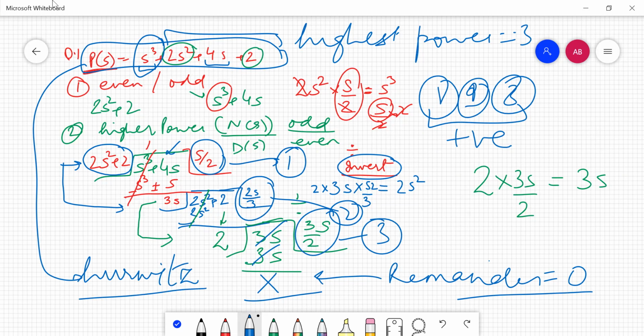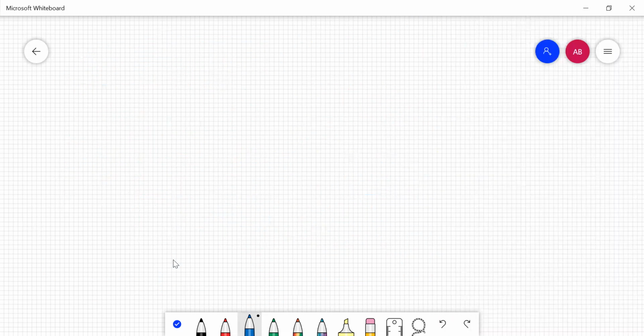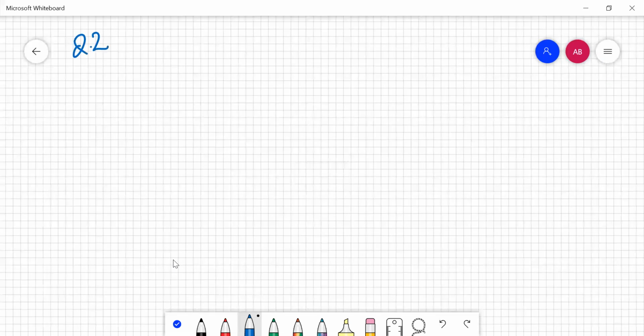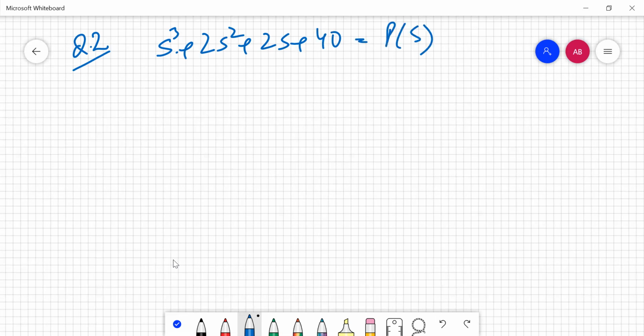So now the problem is, what if this is the case when all your powers are there? What should we do if the given polynomial is only an even or only an odd polynomial? So let's take an example. But before that, we should also take an example where we can say that the given polynomial is not Hurwitz. So let's first take a simple example. Let's take question number 2 as s cube plus 2s square plus 2s plus 40, and you are told to find out whether this given polynomial is Hurwitz or not.